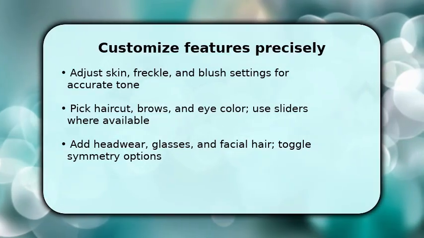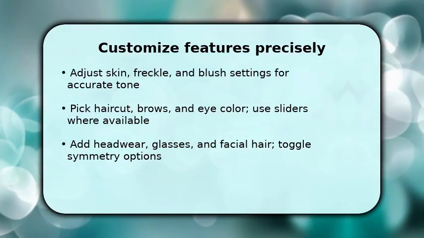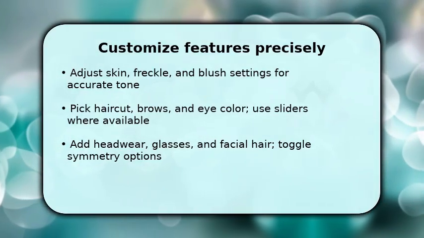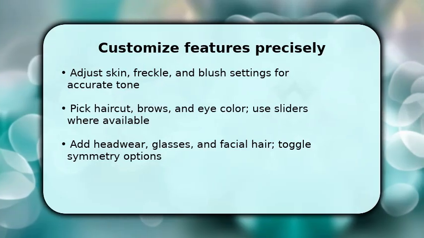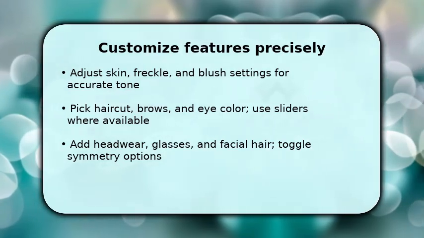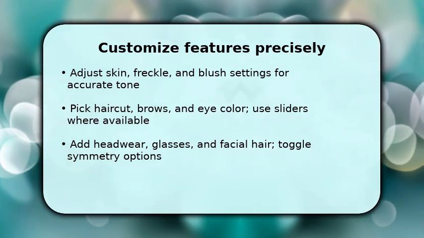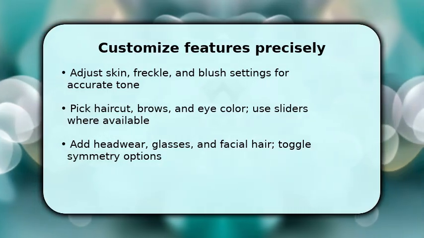Use sliders to fine-tune size and position because small changes matter. Next, add accessories, glasses, hats, facial hair, and toggle symmetry or asymmetry, depending on the look. Make incremental saves as you go so you can compare versions. This prevents losing a preferred tweak.